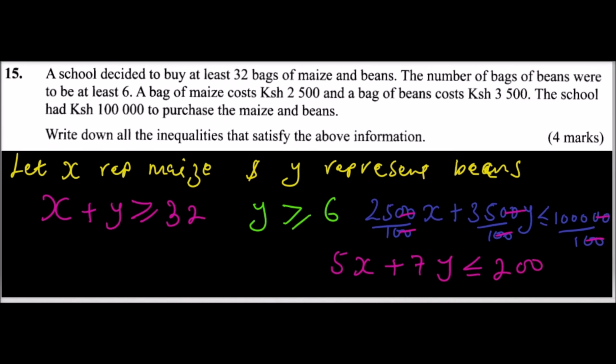So these are the three inequalities that describe the information given up there, and the marks to be awarded. You are awarded 1 mark there, then another one there, and this one, and then we have the answer, you get 1 mark. So that is how marks will be distributed, so that you score 4 marks.